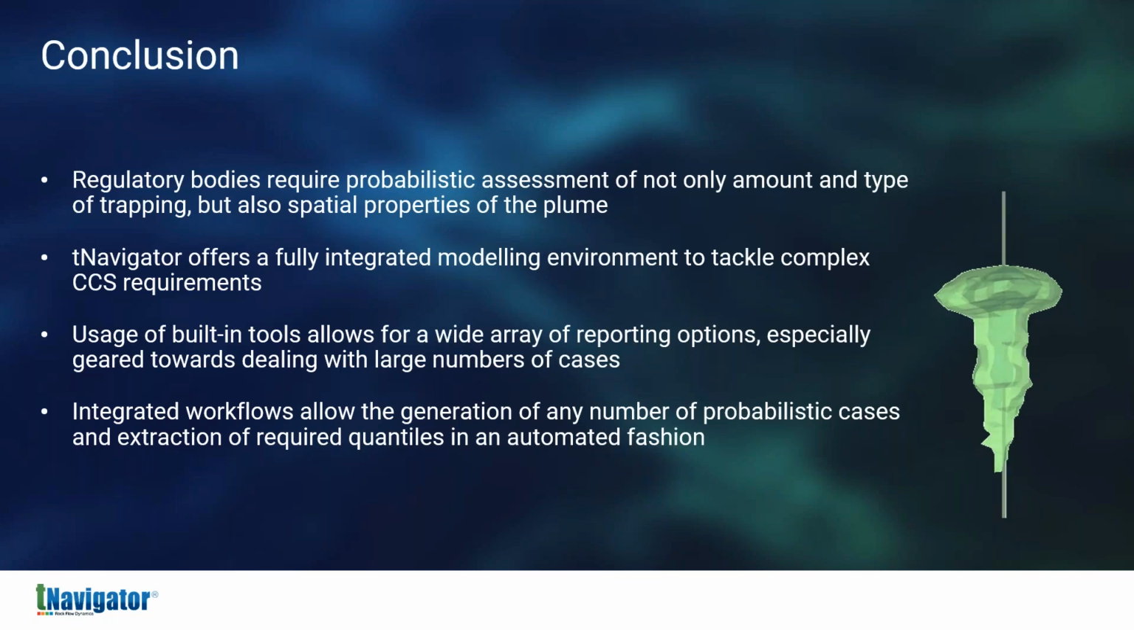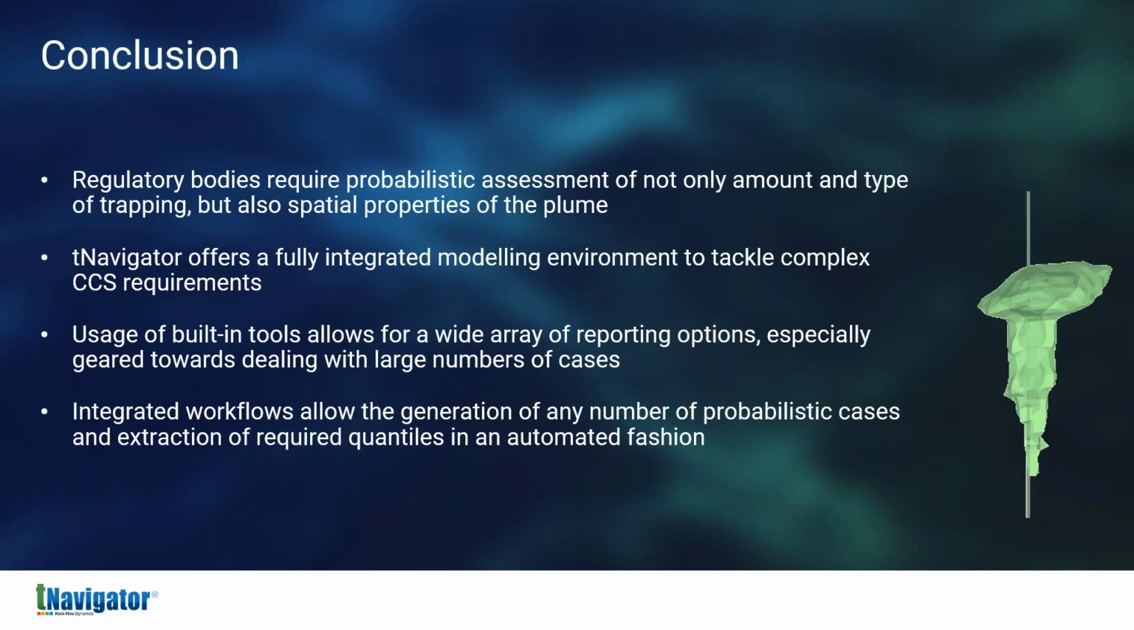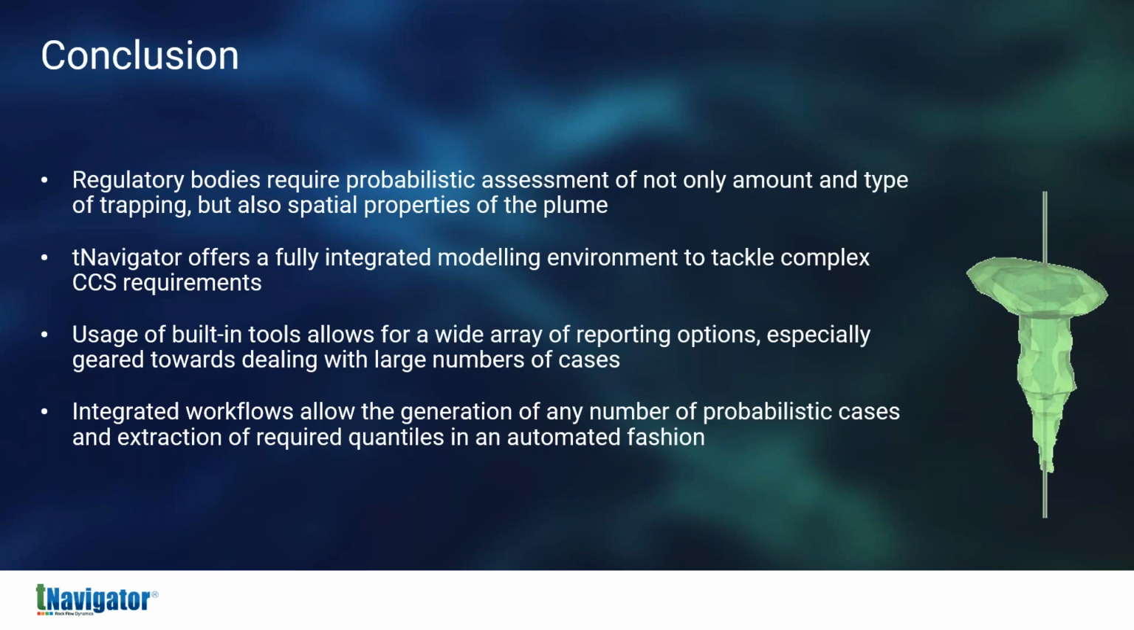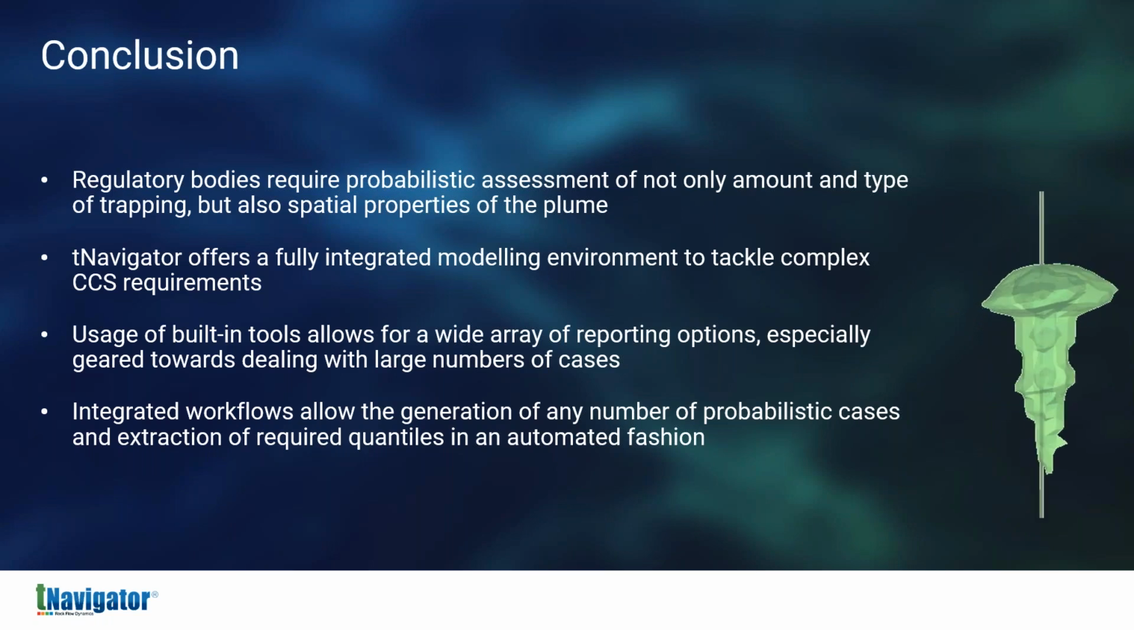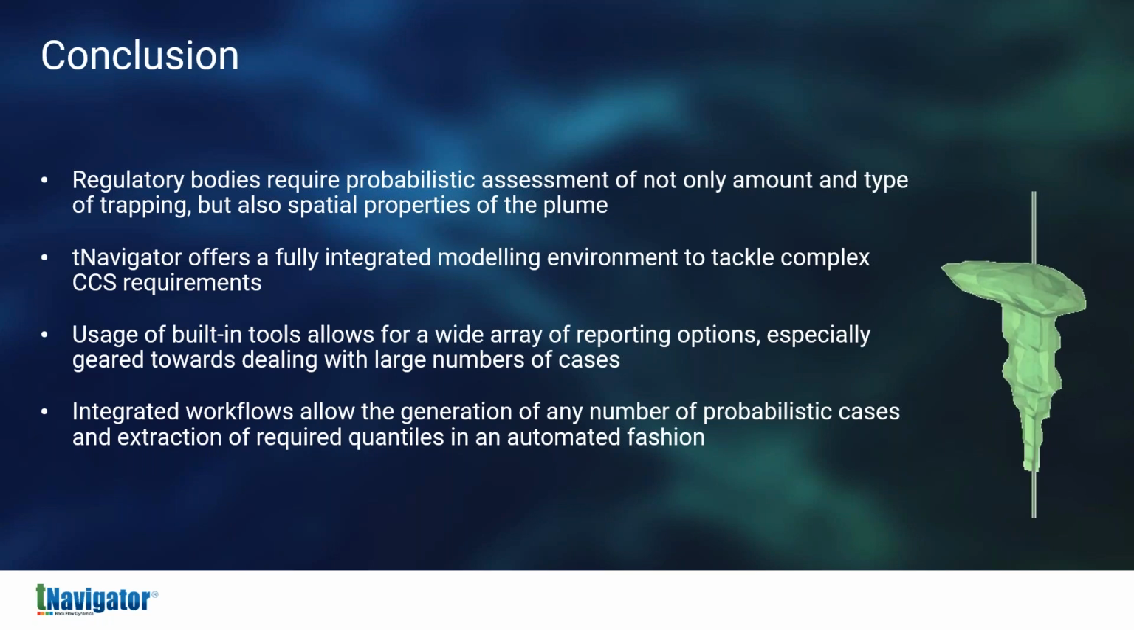So as conclusion, we know that regulatory bodies require probabilistic assessment of not only the amount and type of trapping, but also spatial properties of the plume. And this is traditionally not too easy compared to the amount and type of trapping, which can be represented in graphs, for example.